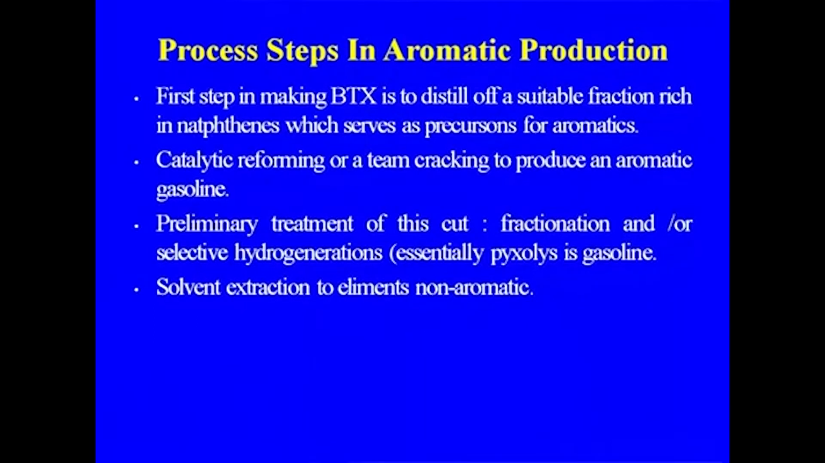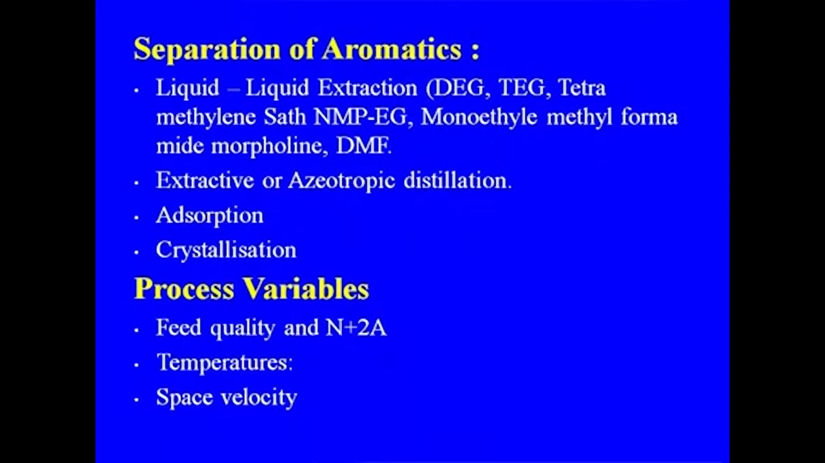Preliminary treatment of distillate fractionation and selective hydrogenation, essentially of pyrolysis gasoline, because the hydrogenation we do on pyrolysis gasoline is a two-stage process. Then solvent extraction, because during catalytic reforming, aromatics and non-aromatics both are formed. So, the non-aromatic components have to be separated. For the separation of the aromatics, we have liquid extraction, extractive azeotropic distillation, adsorption and crystallization.